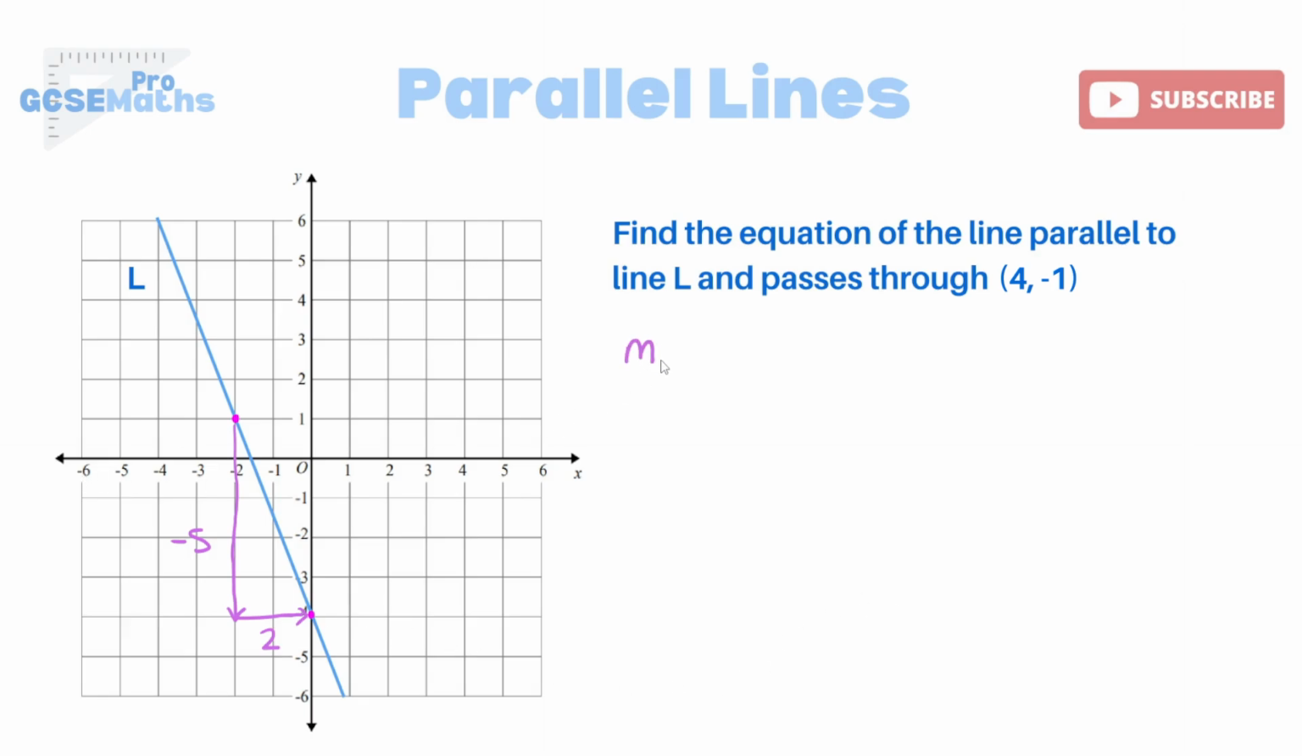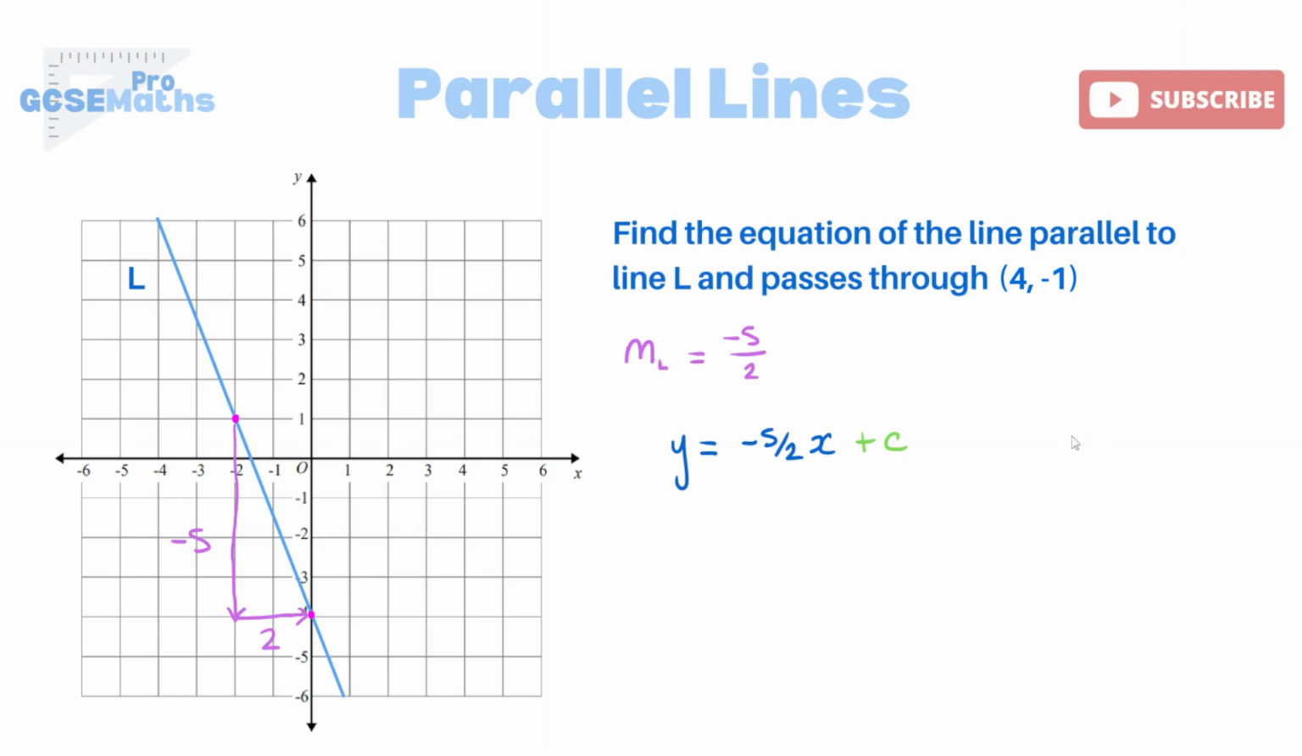So therefore the gradient of line L is the change in y, which is -5, over change in x, which is 2. So that's effectively -5 over 2, or -2.5, isn't it? So now I know the gradient of line L is negative 5/2, which means the gradient of the line that I want to find out is also negative 5/2. So if I write it in my y equals mx plus c, the only thing missing for my new line is the plus c. So I've used the information from the grid.